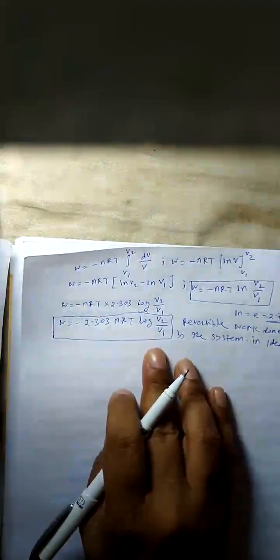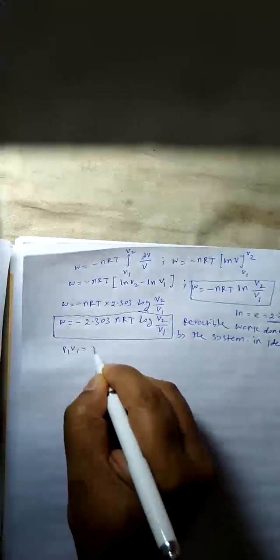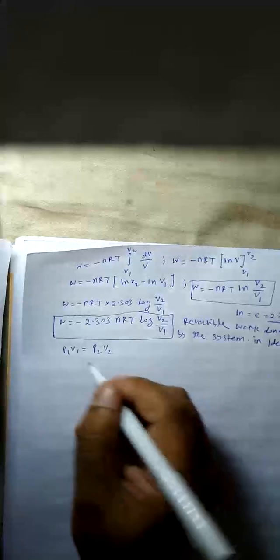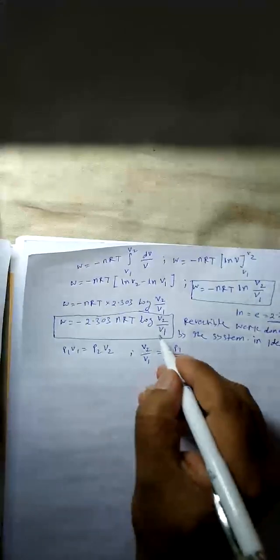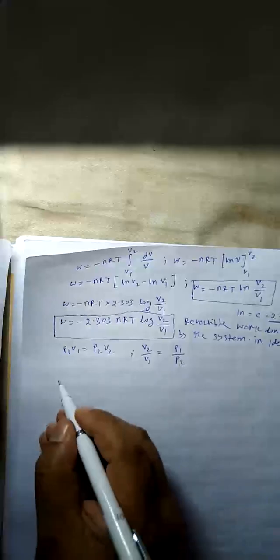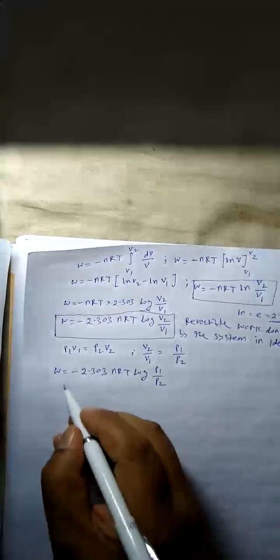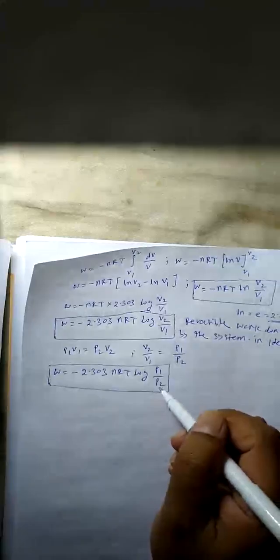Now suppose volume is not given, then how do you change this? It is known that P1 V1 is equal to P2 V2, Boyle's law. Then take V2 to this side and P1 to this side, so V2 by V1 is equal to P1 by P2. So in place of V2 by V1, I can write P1 by P2. Suppose volume is not given but pressure is given, then you put this value. Then your work done formula is minus 2.303 nRT log P1 by P2. This is the reversible work done in terms of pressure.